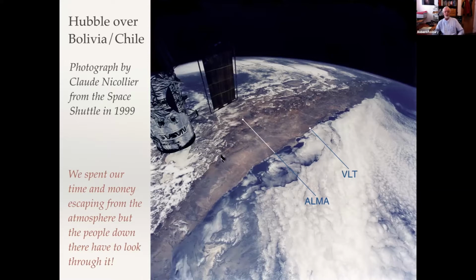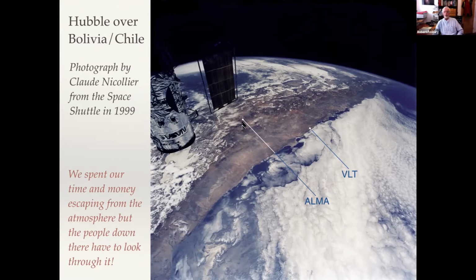Now, this is a wonderful picture of the Hubble Space Telescope being serviced in orbit, taken by Claude Nicollier, who's a great friend of ours, and he's a Swiss astronaut who's flown twice to Hubble on servicing missions on the space shuttle. And we asked him to take this picture for us, which he did in 1999. So this is Hubble flying above the northern Chilean coast in South America.